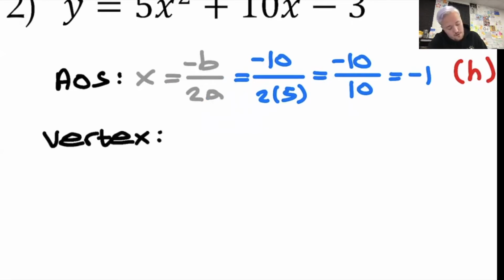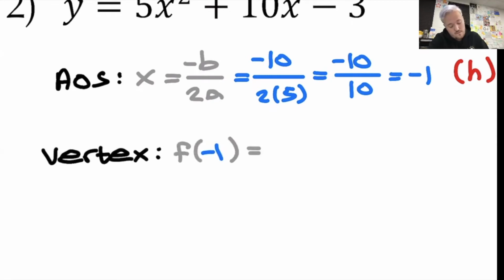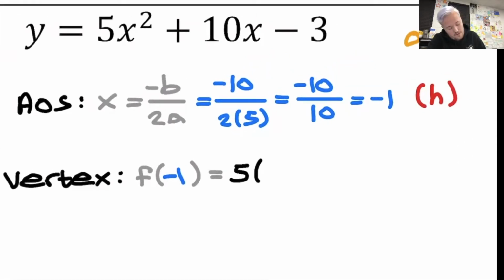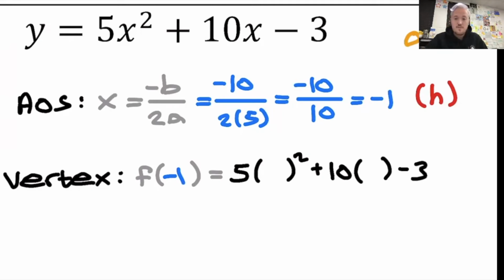All right, so I'm going to plug in the value that I literally just got. So I'm going to plug in -1 to my original equation. And move this down a bit. All right, so I'm using the original equation, 5 parentheses, -1 squared, plus 10 times -1, all minus 3. Why can I not draw a 3? All right, so I'm going to plug in that -1 here.